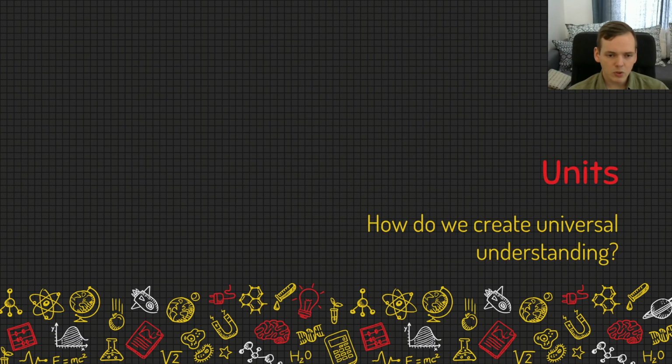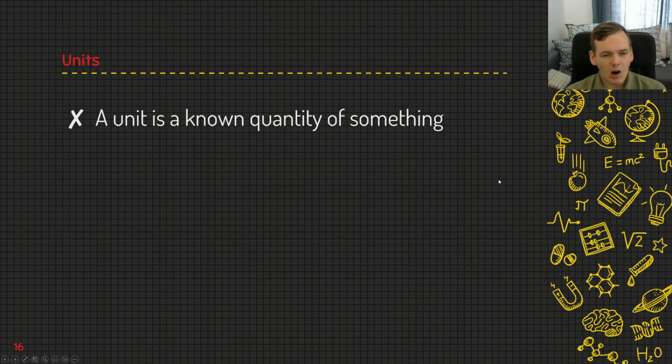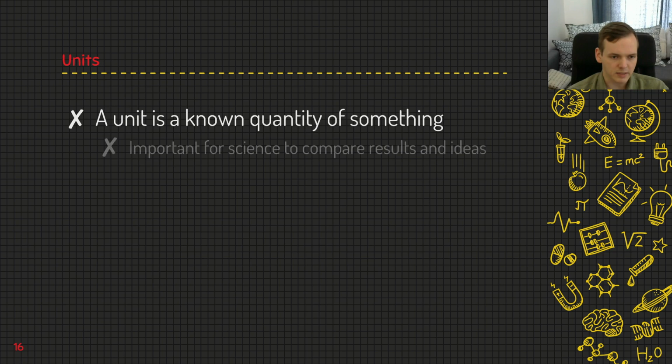In order to also further understand measurements, we need to talk about units. And so units are a known quantity of something. A dozen is a unit. It's 12 of something. A kilogram is a certain specific defined amount of mass. So a unit is a known quantity of something.